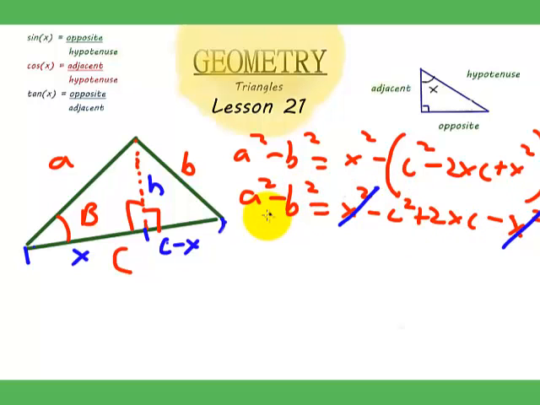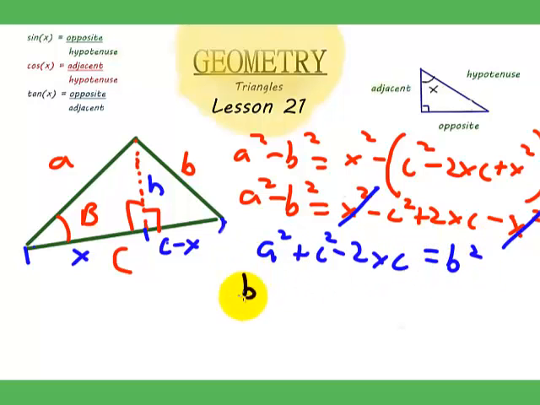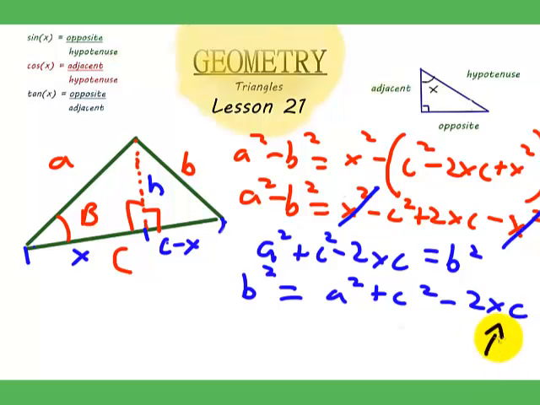So now, rearranging the equation, we get a squared plus c squared minus 2xc is equal to b squared, or if you prefer, b squared is equal to a squared plus c squared minus 2xc. Now we've almost done, but if you notice, we still have an x there, and we don't really want an x, so let's try and find out what x is.